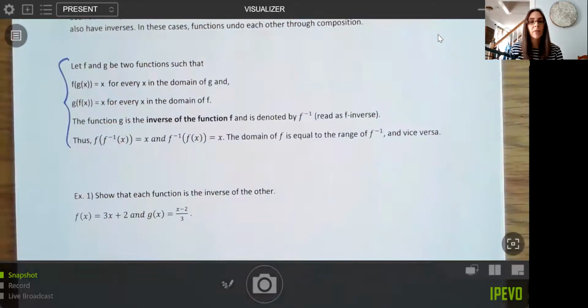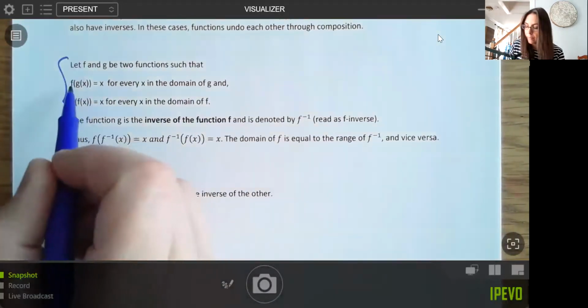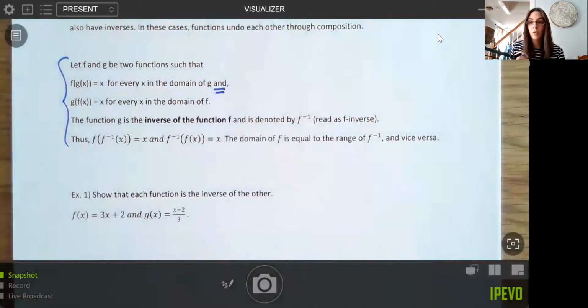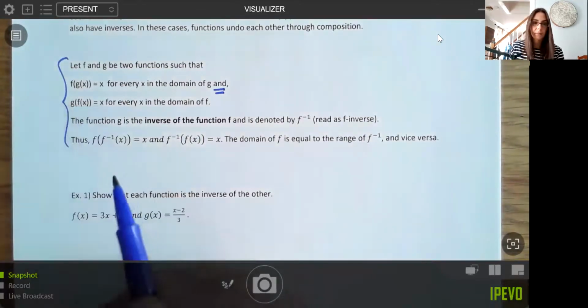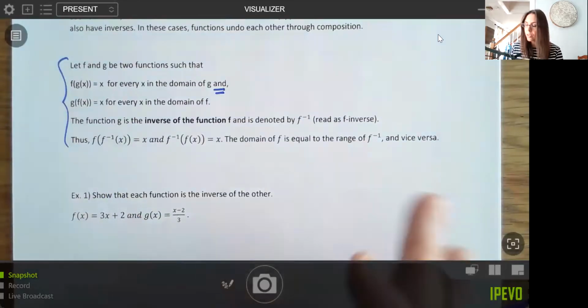So let's say you have two functions f and g. If you compose them and you do f of g of x and you get x, and it works the other way too, so it has to work in both directions, g of f of x equals x, then these are inverse functions. And actually that works here as well.